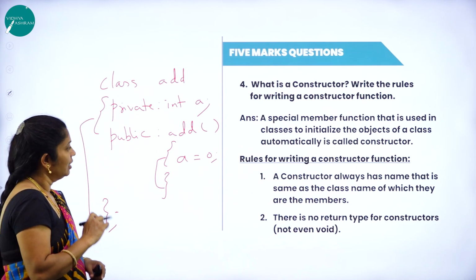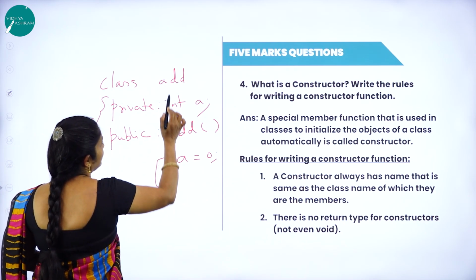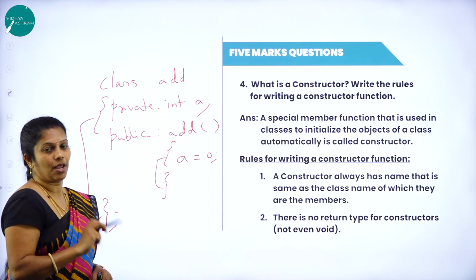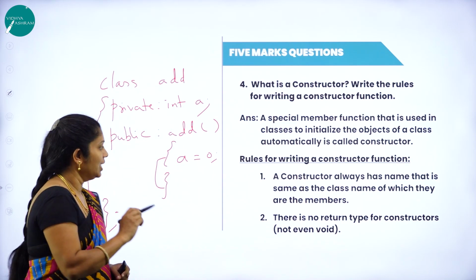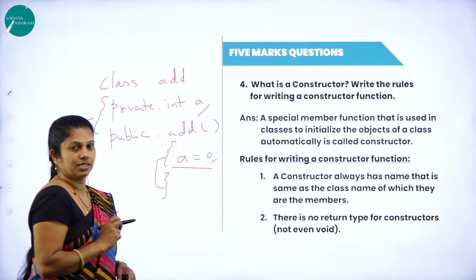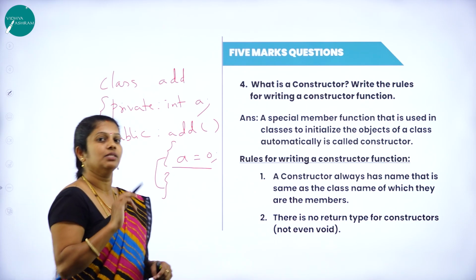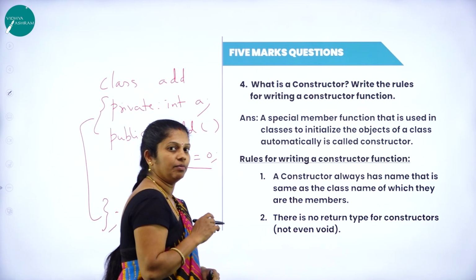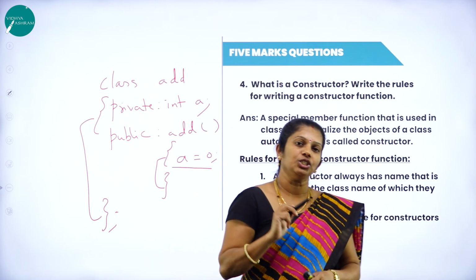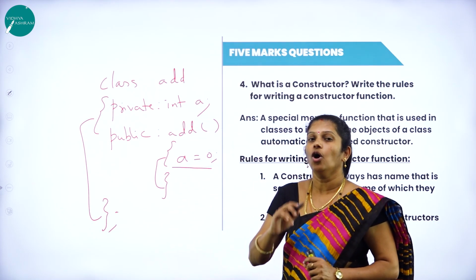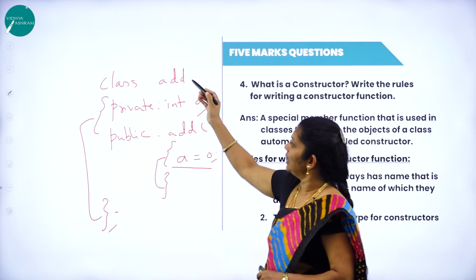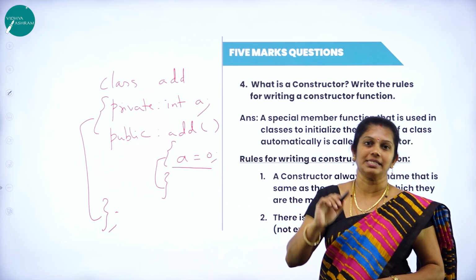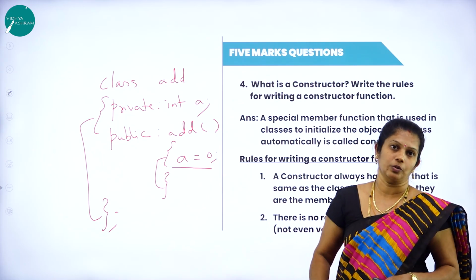If you observe here, the class name as well as the function name are the same in a constructor. Already I told you, a constructor is mainly used for initialization purposes. It's a special member function used to initialize the object of a class automatically. When we come to the rules of a constructor, the class name and function name should be the same. That is the first rule.